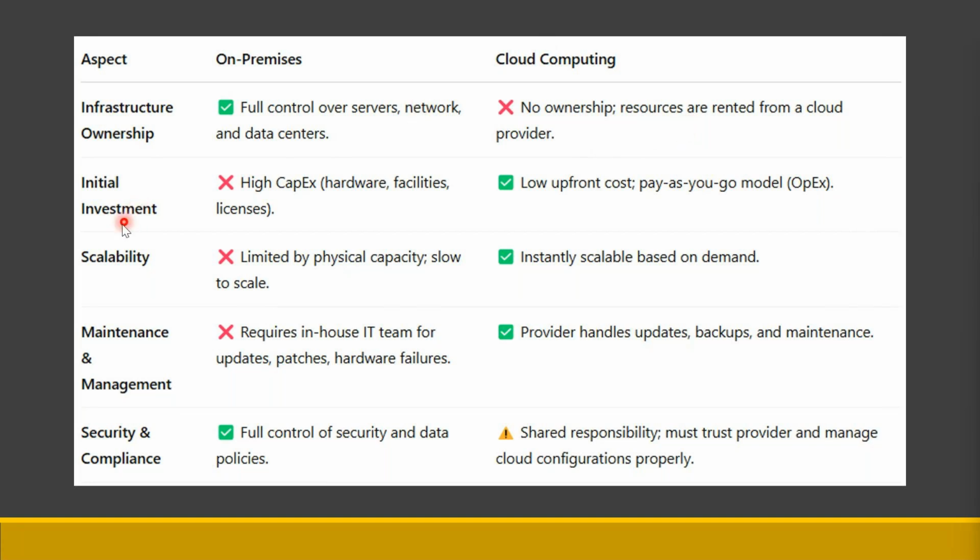When it comes to the investment, the hardware, the facilities, or the other extra facilities that we are going to build for on-premise systems will be on the higher side. Whereas in cloud computing, we are using the pay-as-you-go model. On the scalability side also, cloud computing systems are instantly scalable, whereas on-premise cannot be, because it requires increasing the physical capacity and the infrastructure.